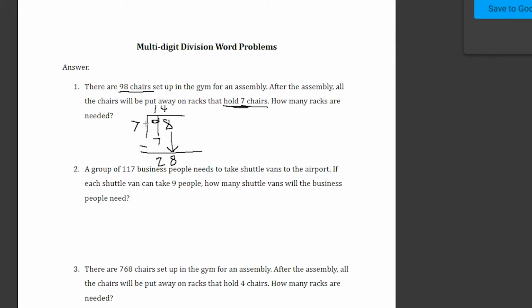We need to multiply 4 times 7 to make sure that our answer is correct, and 4 times 7 is also 28. So we can subtract these numbers and we get 0, which means that we no longer have a remainder. Now we can answer this problem, which is 14, but we also need to remember to label. And this question is asking how many racks are needed. So for number 1, our answer will be 14 racks.